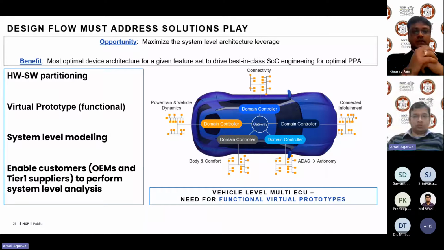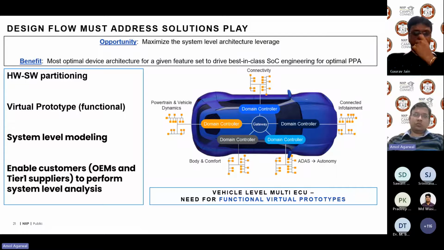So basically the design flows must address the overall solution here. The opportunity here is to maximize the system level architecture leverage, and the benefit will be the optimal device architecture for a given set of features, which will eventually lead to the optimal PPA. PPA stands for the power, performance, and area targets.